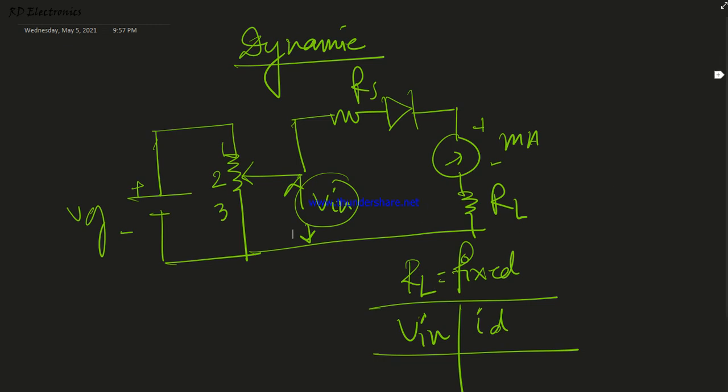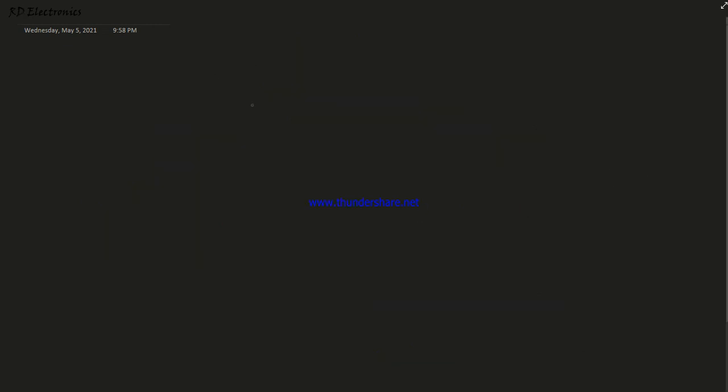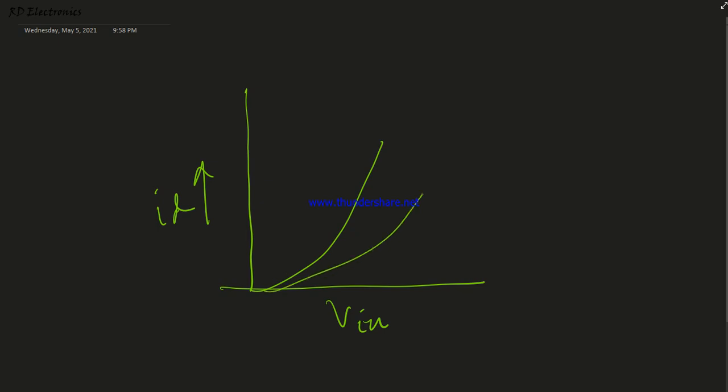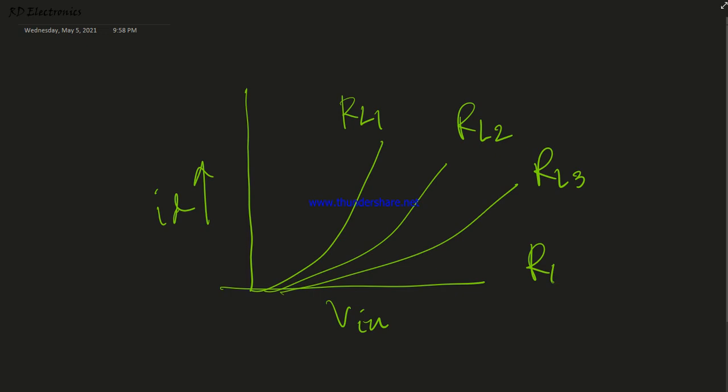After variation, for these dynamic characteristics, on the x-axis we plot V input and on the y-axis we plot diode current, and here we get three curves of current, because we take three different values of resistance, RL1, RL2 and RL3, and the condition is that RL1 is less than RL2 is less than RL3. Why? Because if we increase the value of resistance, then the magnitude of the current decreases.